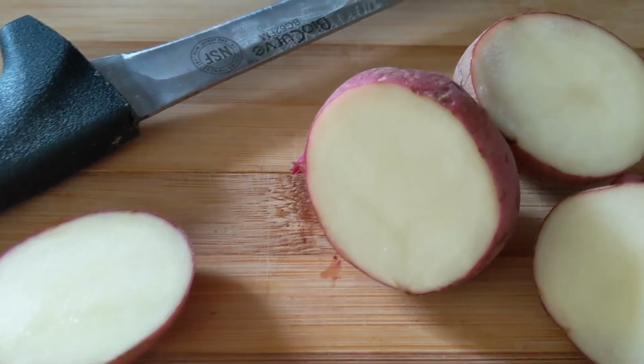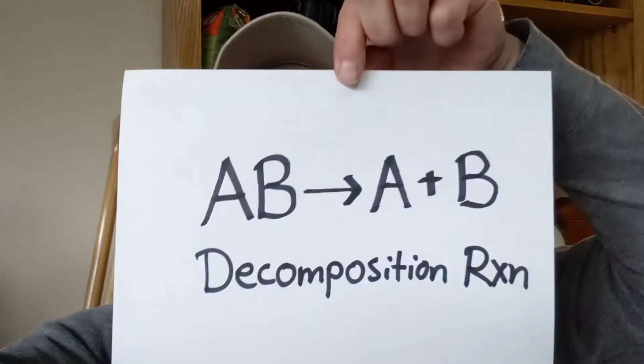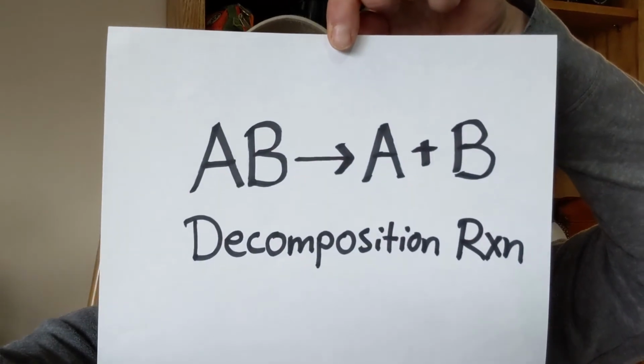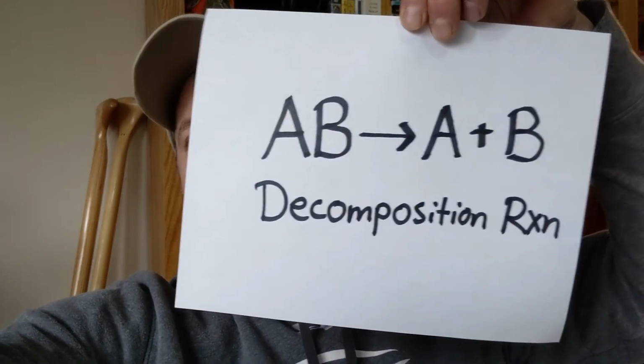When we head on into the garden and uproot a carrot and eat it, or destroy a potato, what we're doing is we're digesting those macromolecules and we're converting them into smaller molecules. A decomposition reaction, that's where AB becomes A plus B. And very often that is going to happen through hydrolysis.